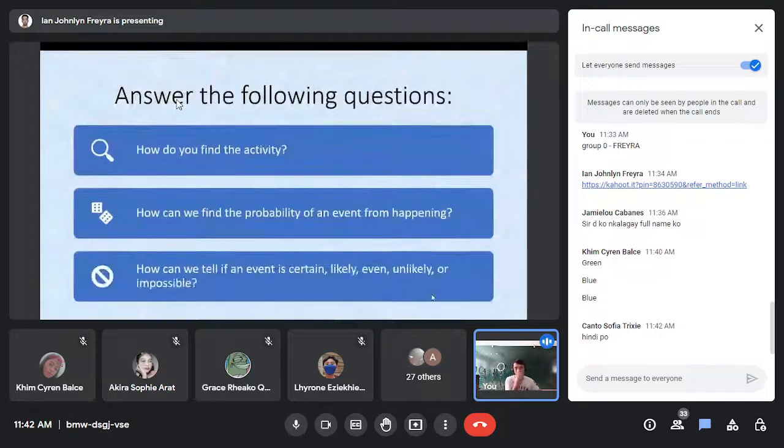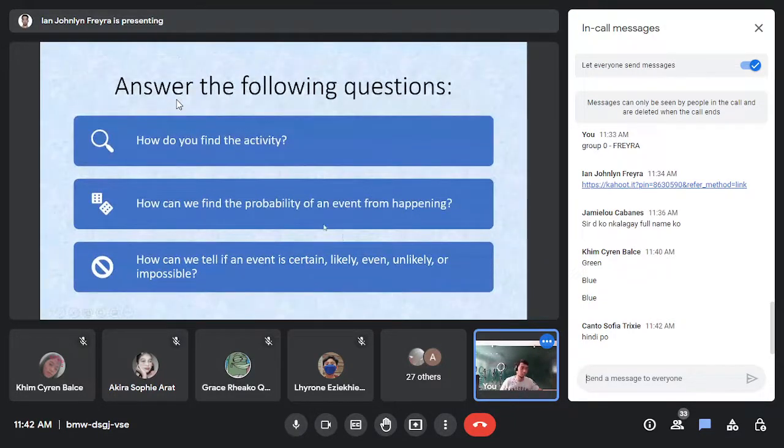Okay. So let's answer this question. How do you find the activity? Si Kahoot. Then yung una nating activity, yung finding the probability of events. How do you find it? Mahirap ba? Madali? Madali lang po. How can we find the probability of an event from happening? Do we have a formula for that? In finding probability?